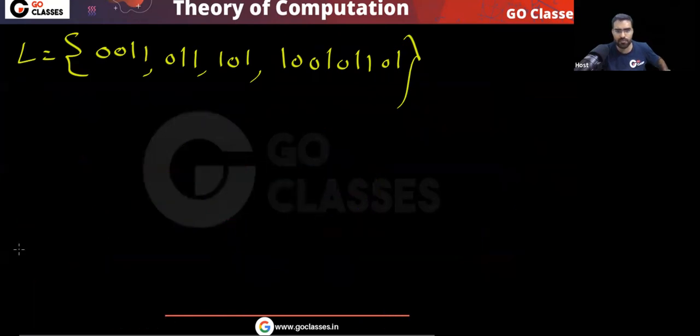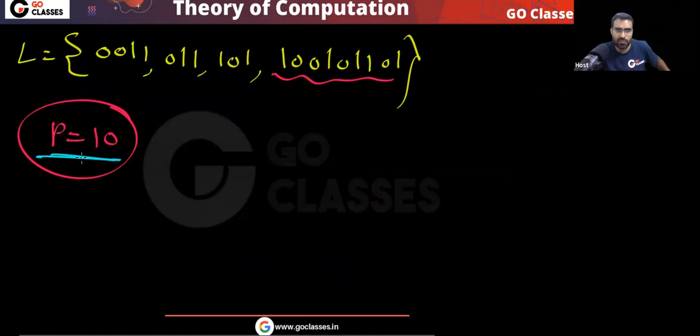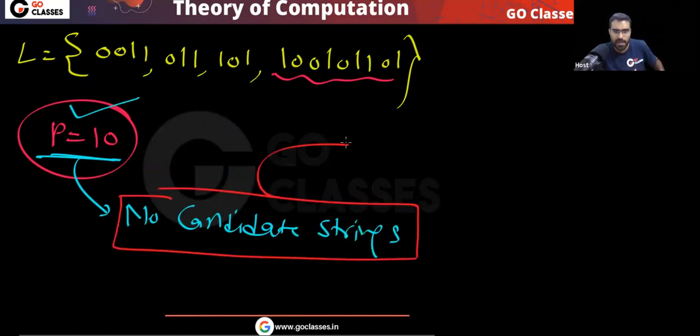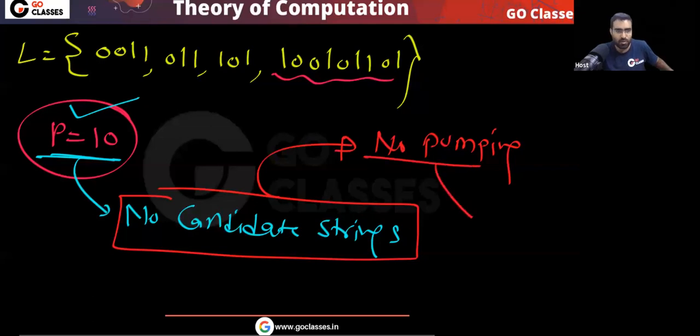So tell me, which value of p will work? Let me tell you, just take p equal to 10. If you take p equal to 10, there will be no candidate string at all. Yes or no? If there are no candidate strings, then no pumping will happen. And because no pumping is happening, L will not become infinite.